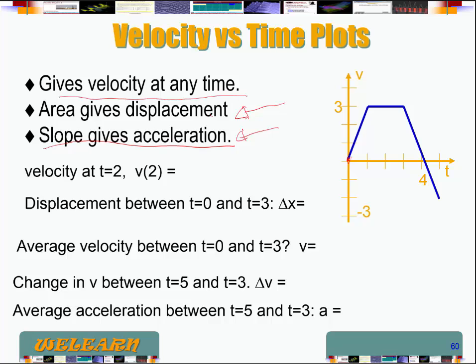Now, let's answer the questions here and learn from them. What is the velocity at t equal 2 seconds? 2 seconds, that's here. So we just read it off. That's 3 meters per second. Now, the next question, what is the displacement between t equals 0 and t equal 3 seconds? Okay, this is 0, 1, 2, 3, that's 3.